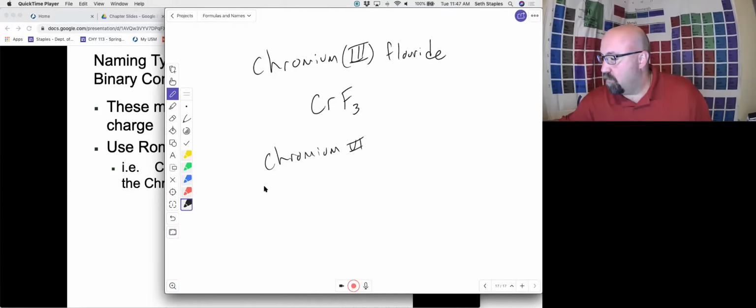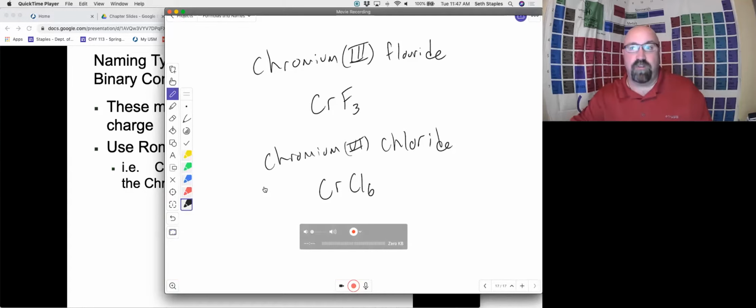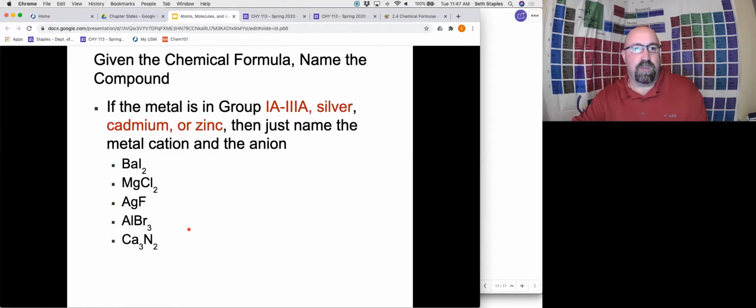or maybe chromium 6 chloride is then going to be CrCl6. So we have to have that information when we're talking about a transition metal. And so this just goes over some of that naming. So again, iron 3 oxide, because we're dealing with iron with its 3 plus charge. So just some examples here. So work through these, try to figure these out if you can. Should be able to, given everything we've talked about.